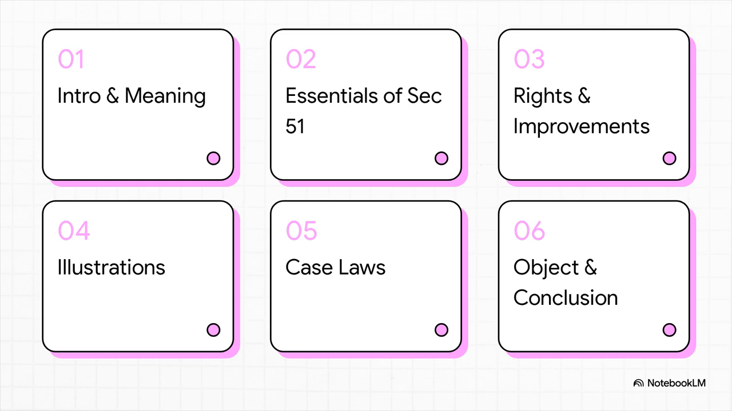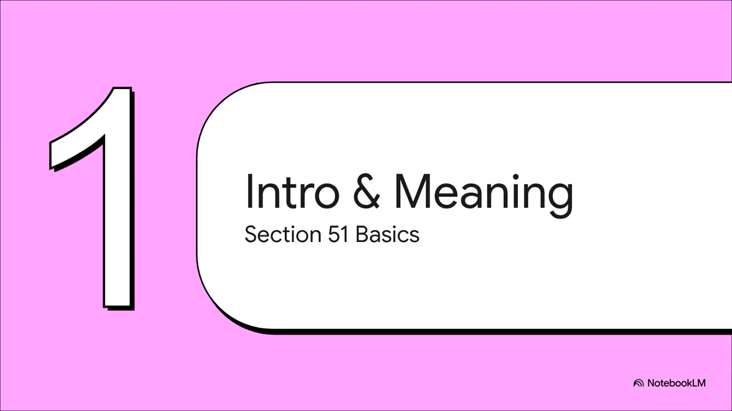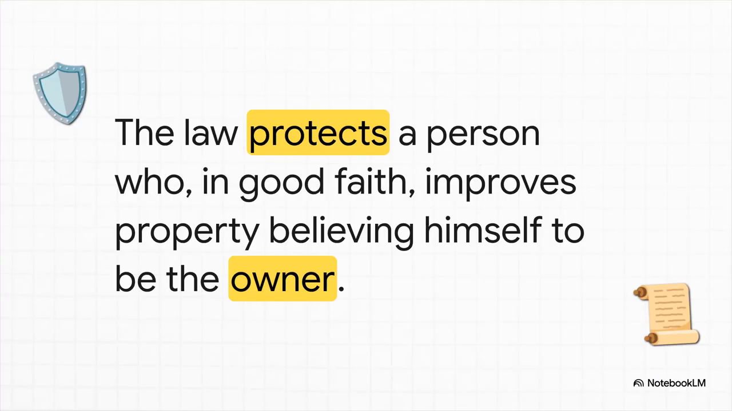Let's begin with the first. Heading 1. Introduction and meaning. Double underline this in your notebook to begin your answer. The law protects a person who, in good faith, improves property believing himself to be the owner. Sec 51, Transfer of Property Act, 1882. So, in your notebook right now, I want you to write this text verbatim for your introductory paragraph.